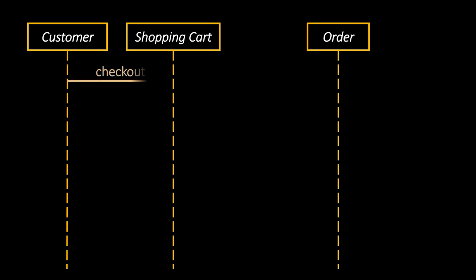So first will be, say, a checkout message. Customer is telling the shopping cart, "I want to check out." The shopping cart is going to create a new order and initiate an order object. Once that happens, we realize that the shopping cart needs to start adding the different items to this order object.